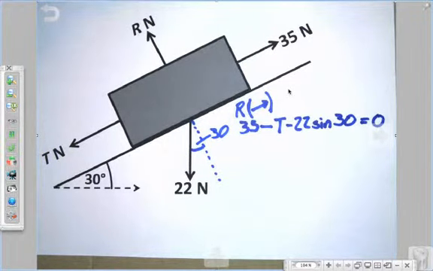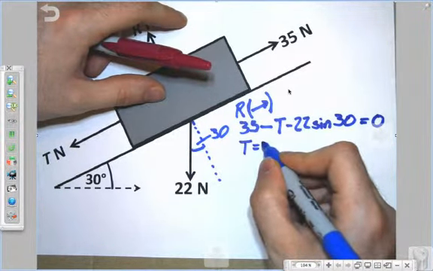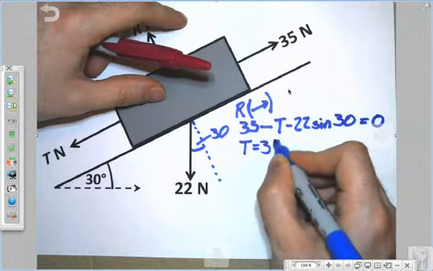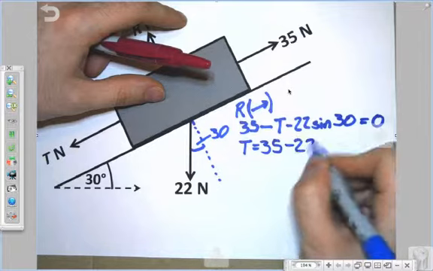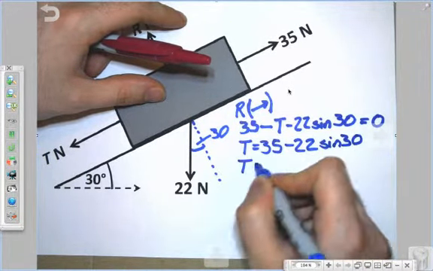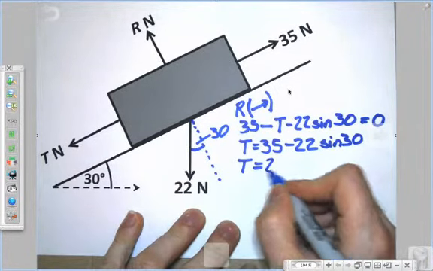So from here, all I have to do is rearrange, which will give me T equals 35 minus 22 sine 30. So T equals, you just have to use your calculator at this stage, 35 minus 22 sine 30, which equals 24 newtons.